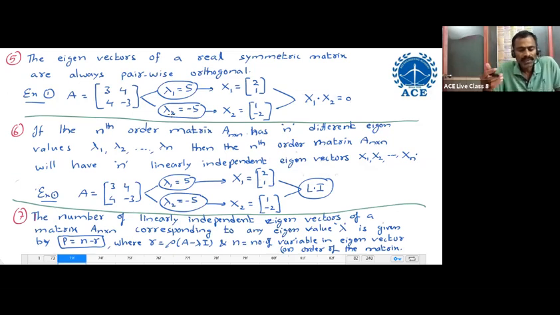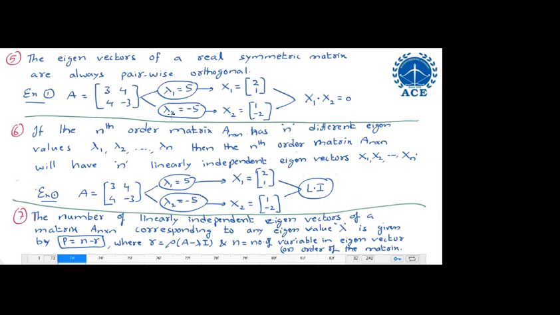Suppose it is a 3 by 3 matrix, we get 3 eigenvectors. Among the 3 eigenvectors, we can write 3 pairs. Suppose the eigenvectors are x1, x2, x3. Then the 3 eigenvectors are pairwise orthogonal, meaning x1 dot x2 equal to 0, x1 dot x3 is 0, x2 dot x3 is 0, always. That is a guarantee. Okay, sir.